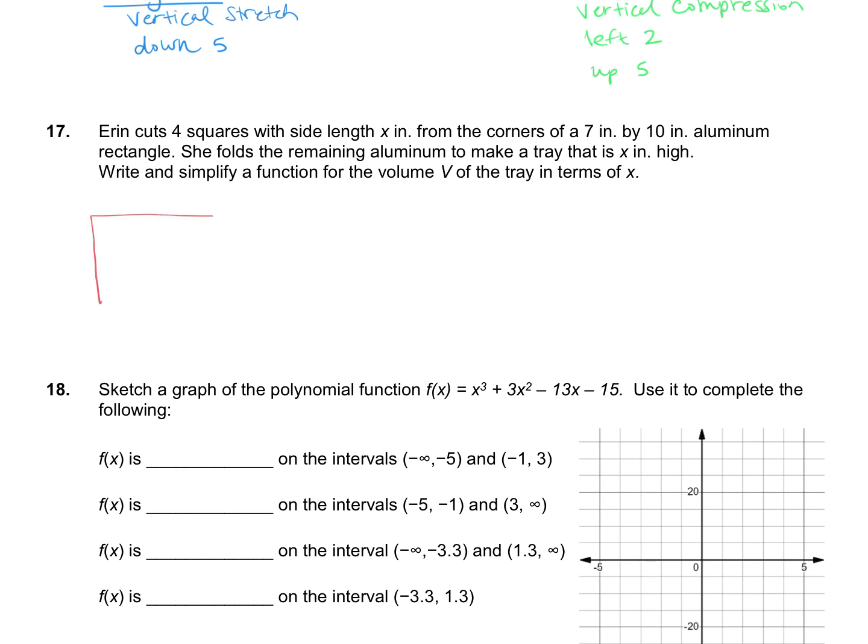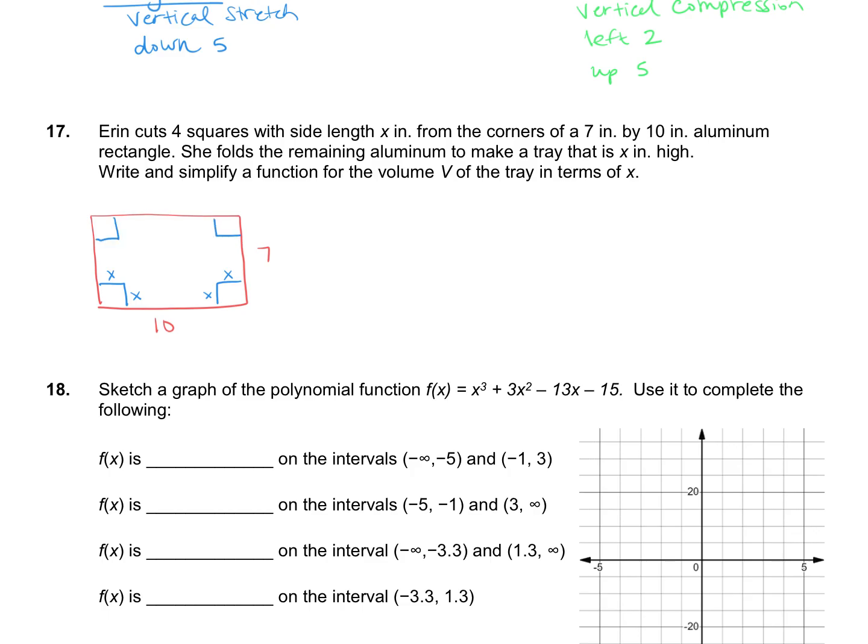So she has a rectangular piece of aluminum right here. This is a 7 by 10. What she's going to do though is she's going to cut out a corner or a square from each corner that is x by x units long. She's going to cut one out here, x by x. These are all x by x's from each corner.